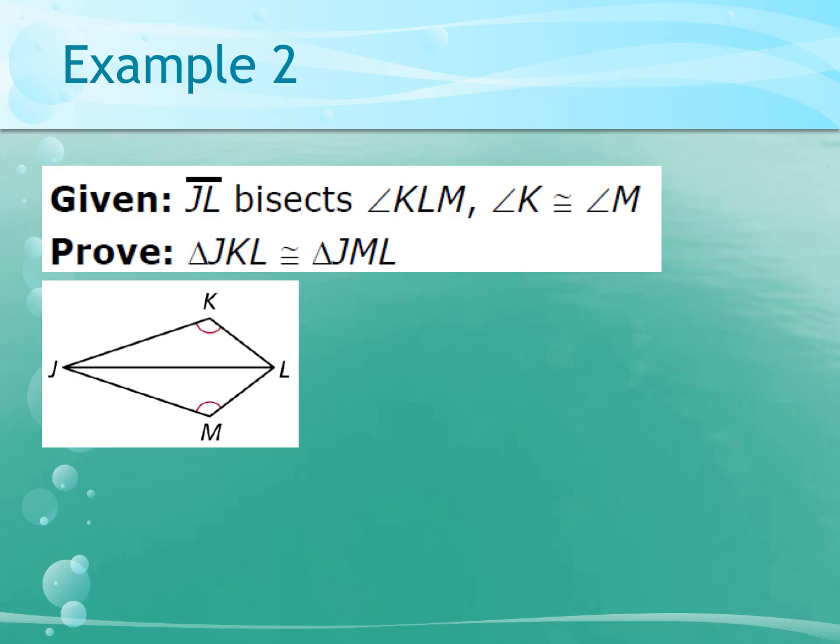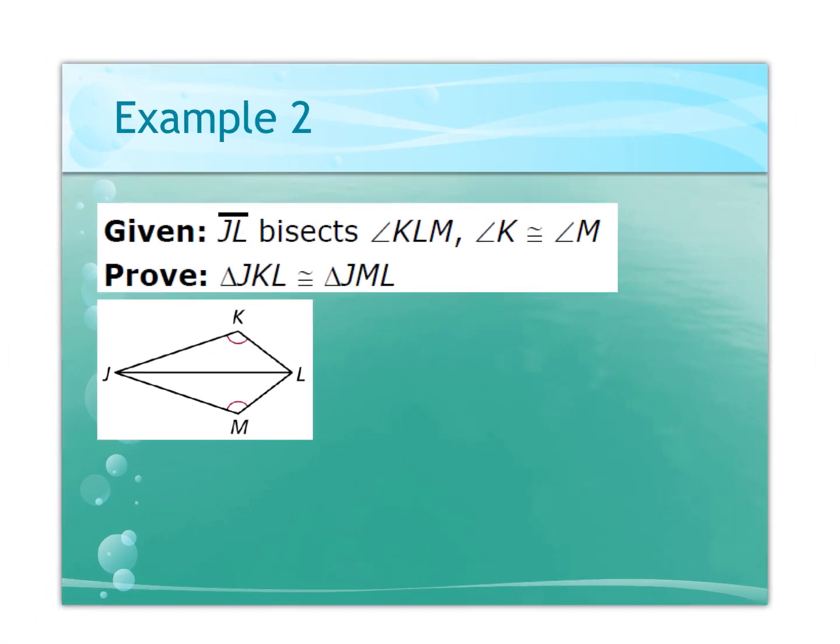So in example 2 here, we want to prove that these two triangles are congruent. So we want to prove that this yellow triangle at the top is congruent to this purple triangle down here at the bottom. So let's start with our basic two-column proof. Statements and reasons. And I'm going to start with the given. And I'm going to start with one given at a time.